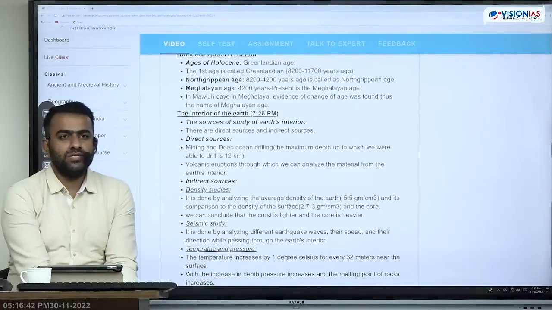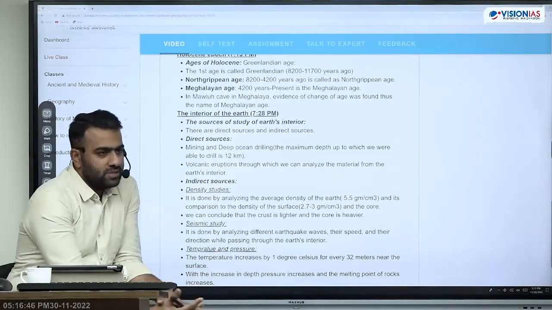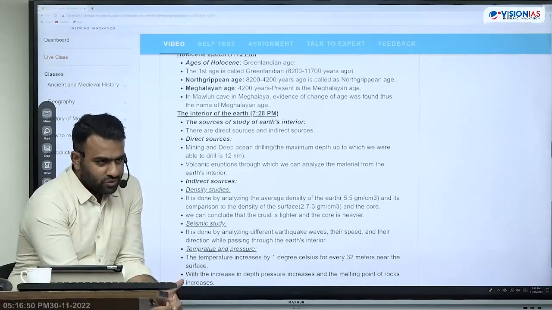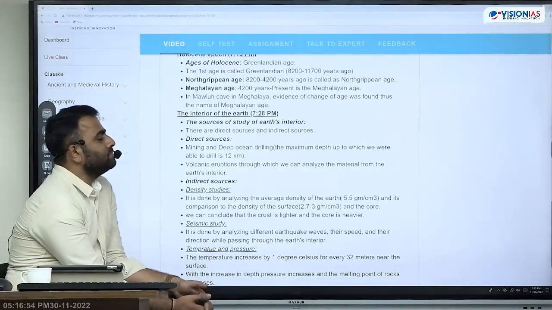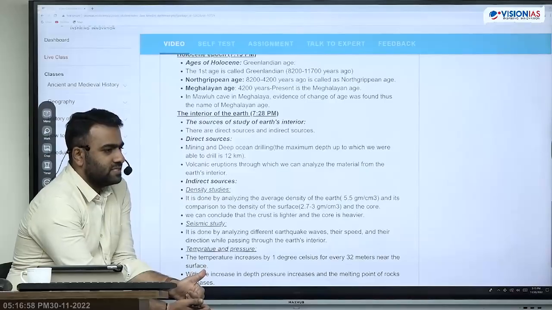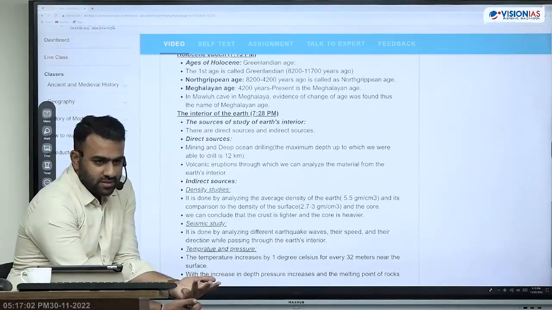So all these sources are classified into direct and indirect sources. Direct sources involve deep ocean drilling and mining, volcanic eruptions. Indirect sources include density studies, seismic studies, temperature and pressure studies, and then meteorites.